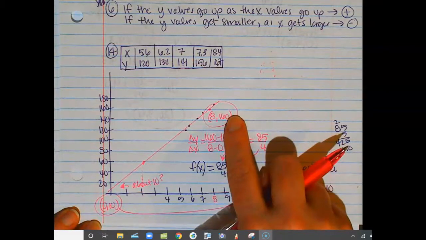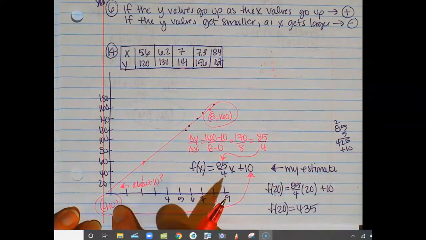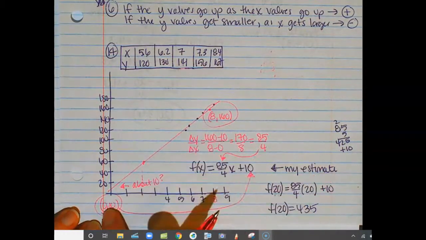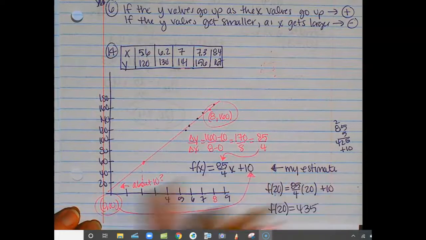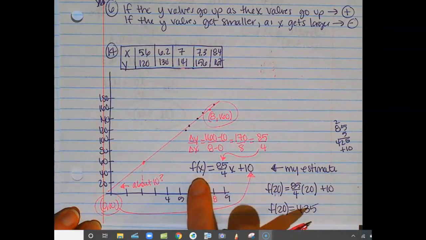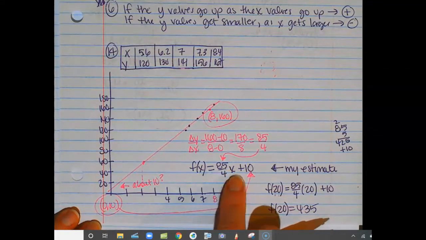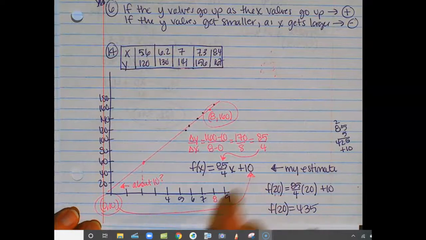So I subtracted 160 and 10, and then 8 minus 0, and that gave me this crazy slope, which is 85 over 4. And then I'd already found my y-intercept, this 10, and that gave me my equation. y equals, or f of x equals, the slope times x plus 10.